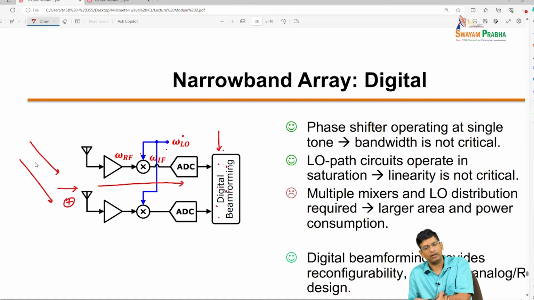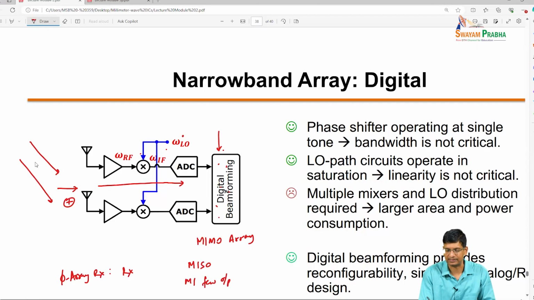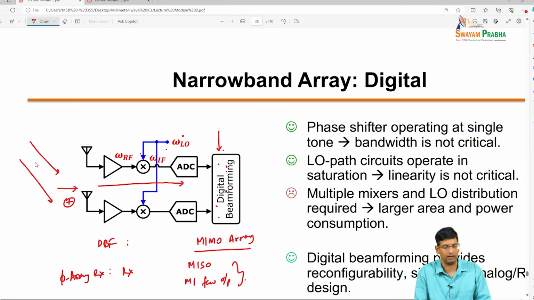And there has been a lot of progress over the last few years in getting to these arrays. You can think of this effectively as a MIMO array, right? And if you think about a phased array Rx, right? It is a multiple input, single output, or a multiple input, few outputs system, right? That's what it is. Whereas this digital beamforming, right, is a multiple input, multiple output system in theory. So it can be very advantageous if they can be implemented.